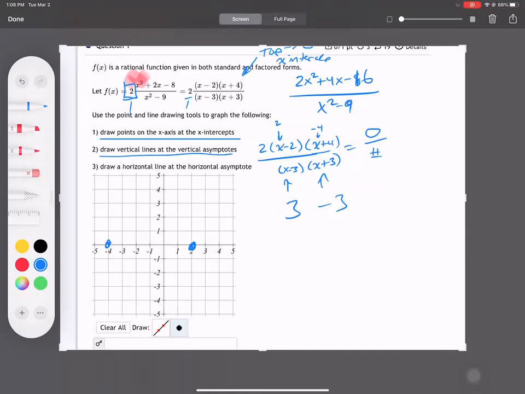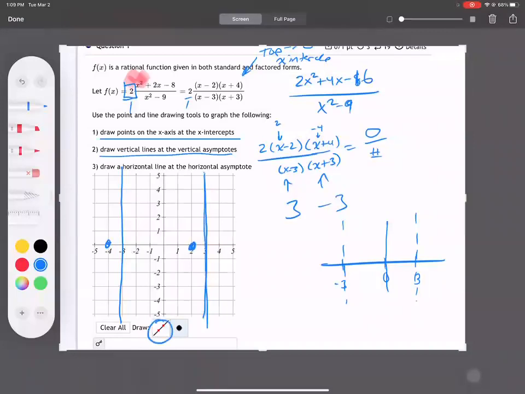So at positive 3, we're going to draw a vertical line. And at negative 3, we're going to draw a vertical line. Now, in reality, I would have actually drawn a dotted line at 3 and a dotted line at negative 3. But for us to practice this on My Open Math, they're asking you to draw a solid line. So you would take this feature and just draw a vertical line at 3 and negative 3.